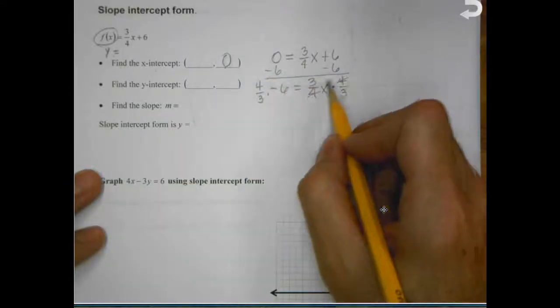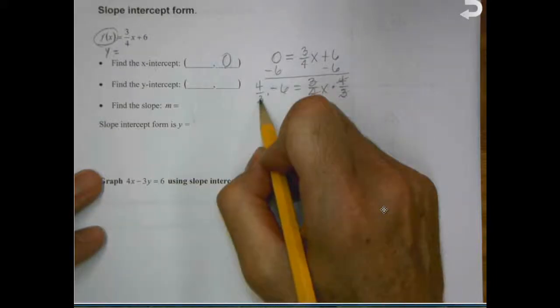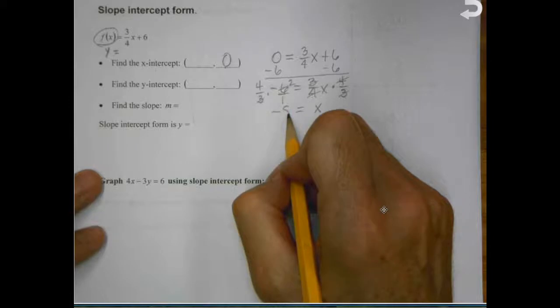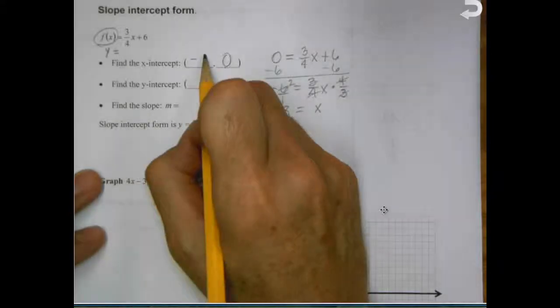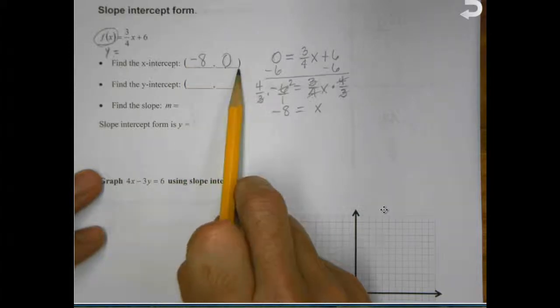And on the right hand side, everything reduces, and I have x equals, and the negative 3 goes into the 6 2 times, and I have negative 8. So my x-intercept will be negative 8, 0.